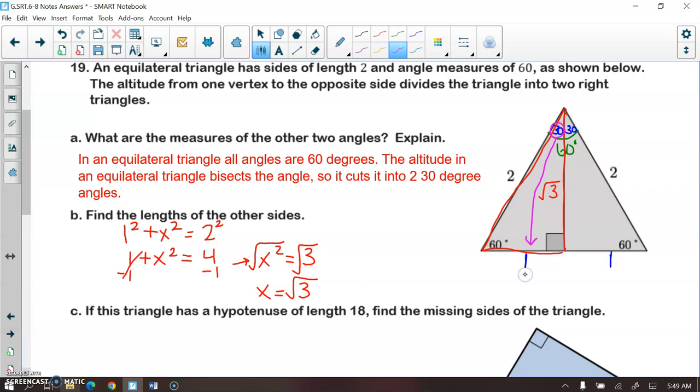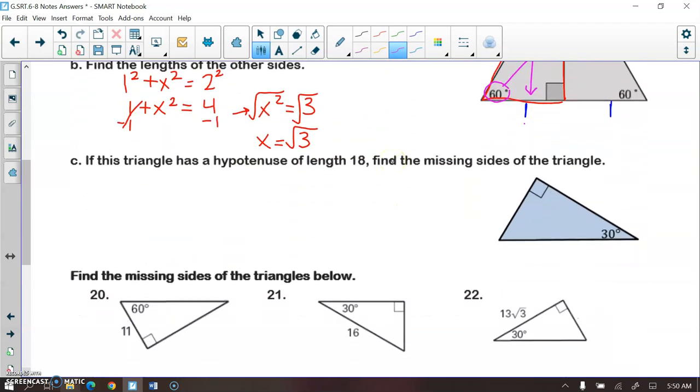And if I had the shortest side being 1, then I would take that shorter side and I'd multiply it by root 3 to get the side across from my 60-degree angle. And I'd also take that 30-degree angle side of 1 and multiply it by 2 to get my hypotenuse.